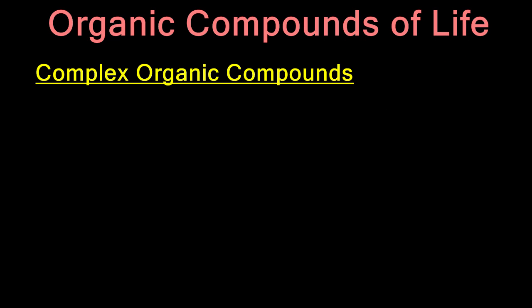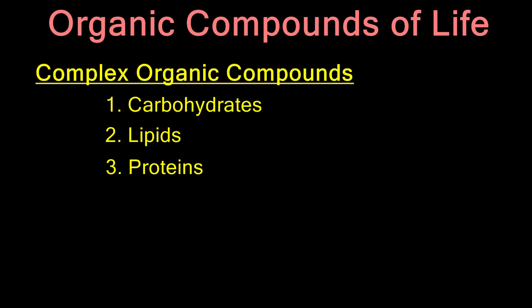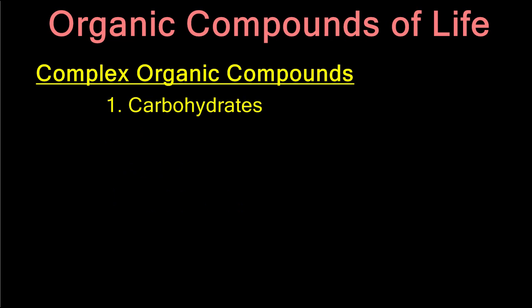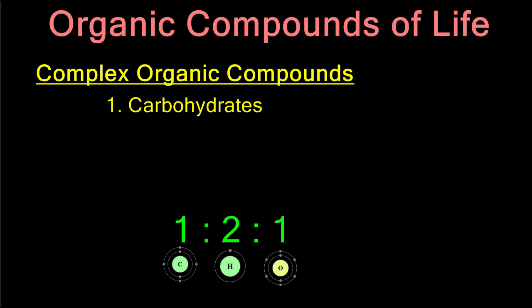There are 4 basic types of complex organic compounds that make up life: carbohydrates, lipids, proteins, and nucleic acids. Carbohydrates are made up of the elements carbon, hydrogen, and oxygen in a 1:2:1 ratio. That means that for every carbon atom, there are 2 hydrogen atoms and 1 atom of oxygen.